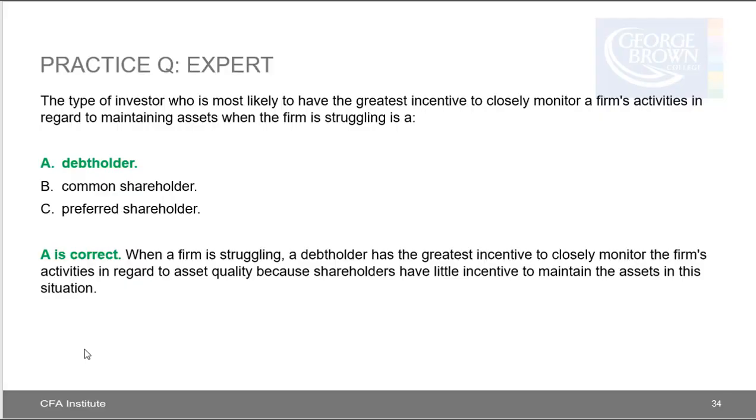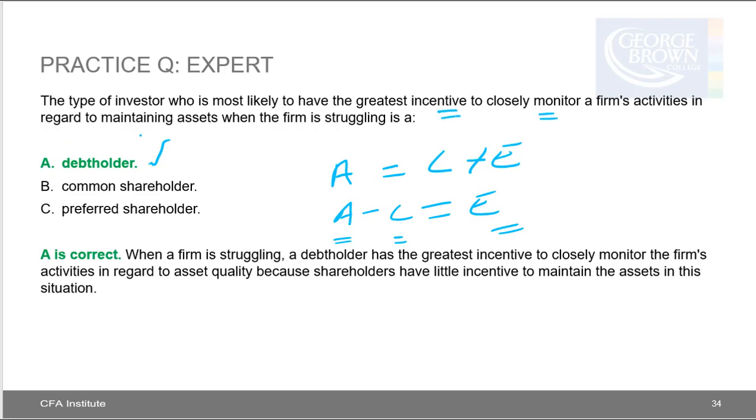Okay, the correct answer is A. When a firm is struggling, a debt holder has the greatest incentive to closely monitor the firm's activities in regard to asset quality because shareholders have little incentive to maintain the assets in this situation. So again, assets equals liabilities plus equity. Assets minus liabilities equals equity. Equity is a residual value. Sell all the assets and you have to pay all the debts. Therefore, the debt holder is first in line. If you're first in line for the assets, you're most likely going to have the greatest incentive to closely monitor a firm's activities in regard to maintaining those assets.